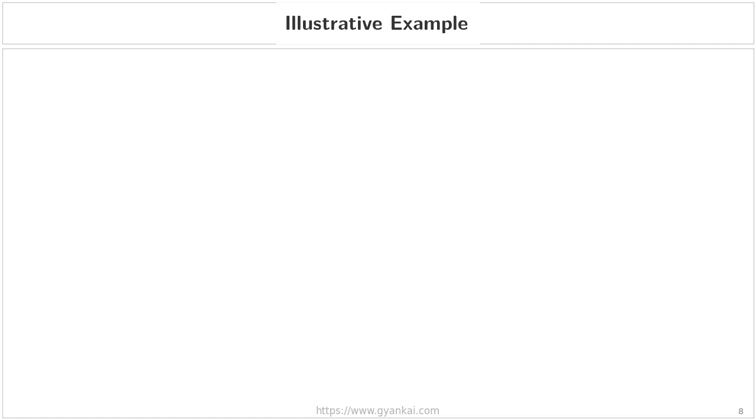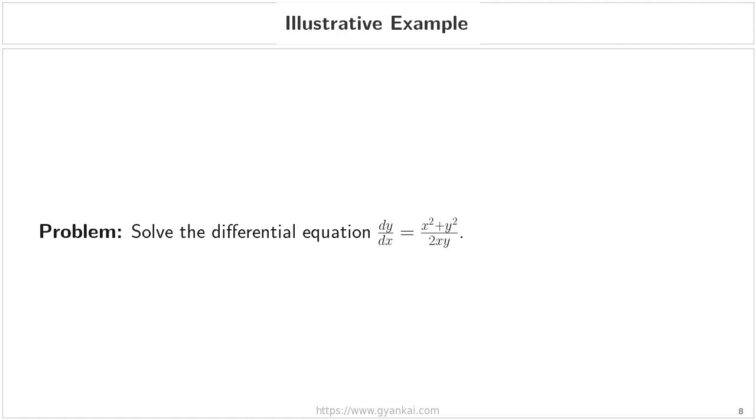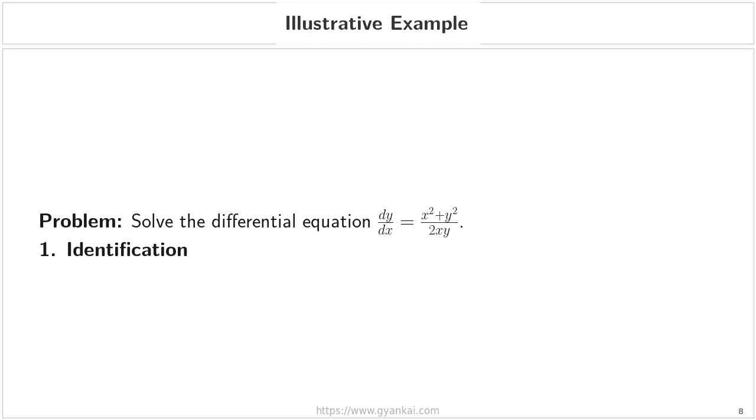Illustrative example. Now that we have walked through the theoretical framework and the step-by-step process, let's put everything we've learned into practice with an illustrative example. Here is our problem. We need to solve the differential equation where dy/dx equals the quantity x squared plus y squared, all over 2xy. To begin our step-by-step solution, the very first thing we must do is perform identification.